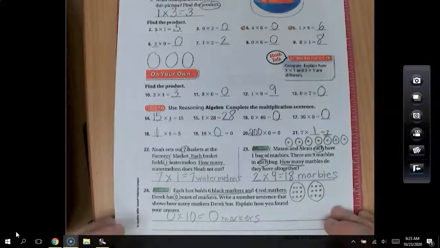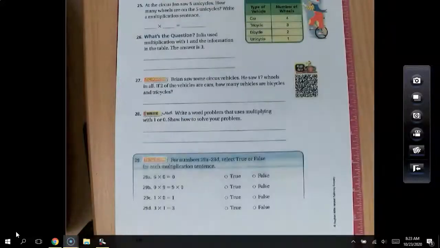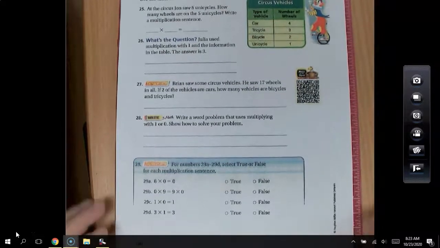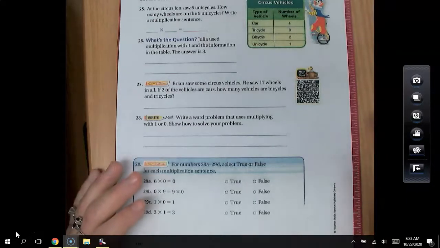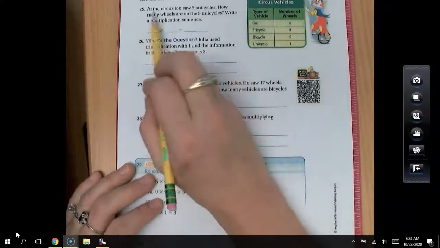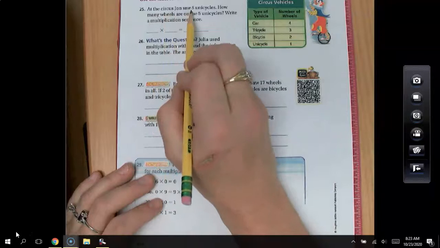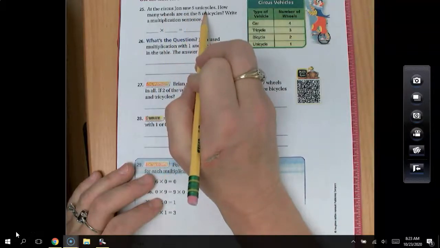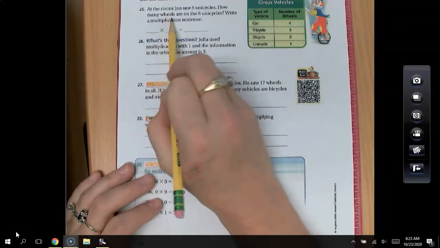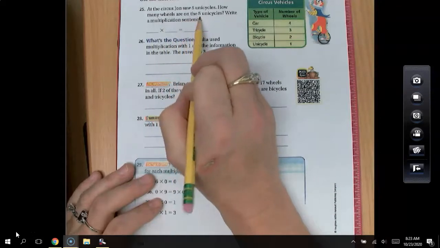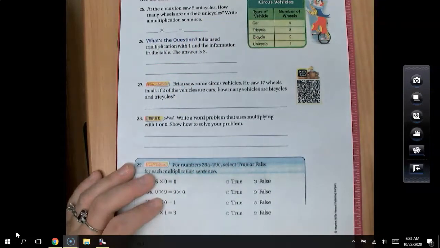We have one more page to go over. Turn to page 180. Number 25 says, at the circus, John saw 5 unicycles. How many wheels are on the 5 unicycles? Write a multiplication sentence.